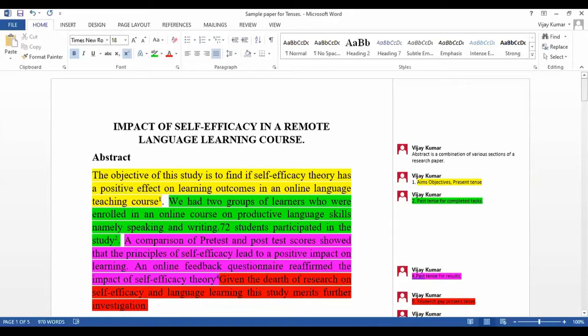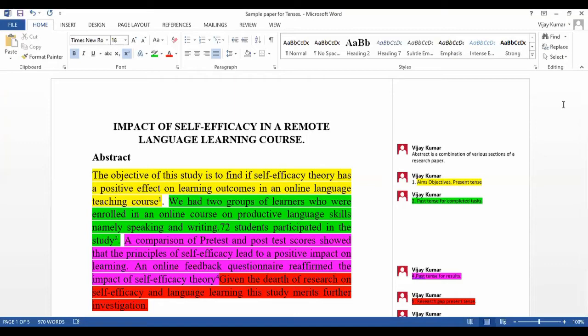So take a look at the sentence which are highlighted in green. We have two groups of learners who were enrolled in an online course. 72 students participated in the study. So you will be using past tense for talking about completed actions. So the second part of your abstract is the method. And the third part of your abstract is the results.